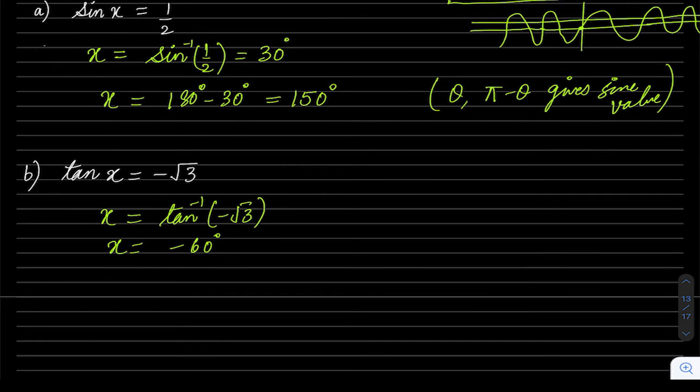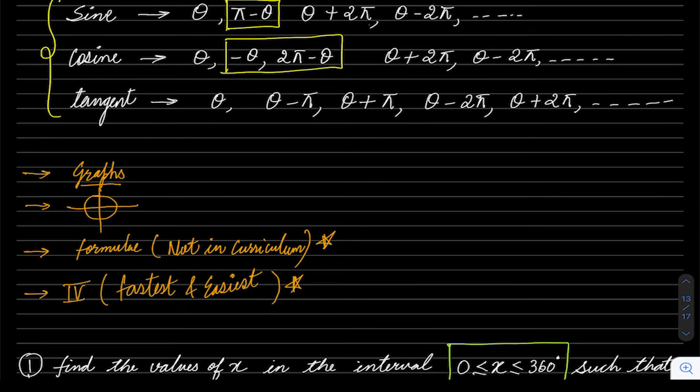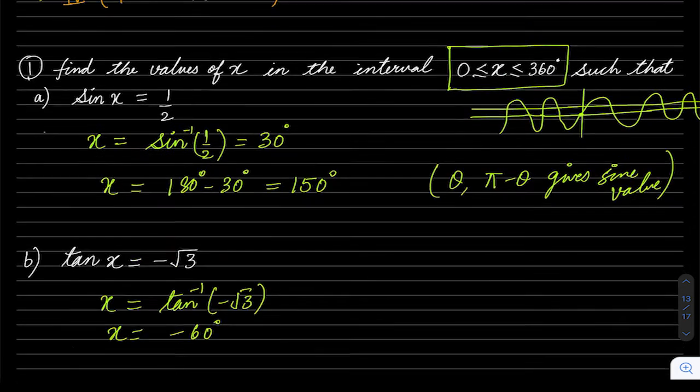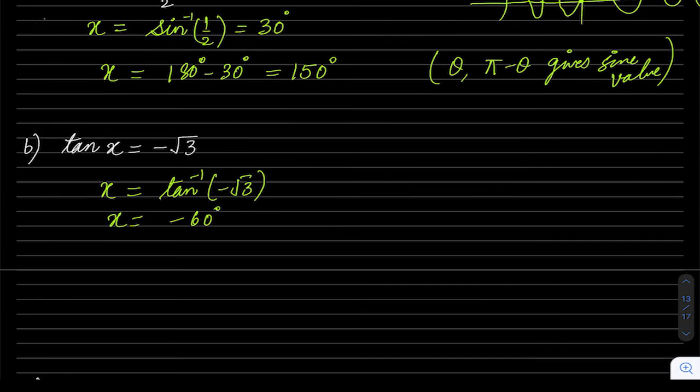Now remember, in case of tan, very simple. Plus pi, minus pi, plus pi, minus pi. We are doing this. Very simple. So plus pi, minus pi. Don't even think about it. Just do plus pi. So minus 60 degrees plus pi. Pi means 180. That is 120 degrees, the answer.